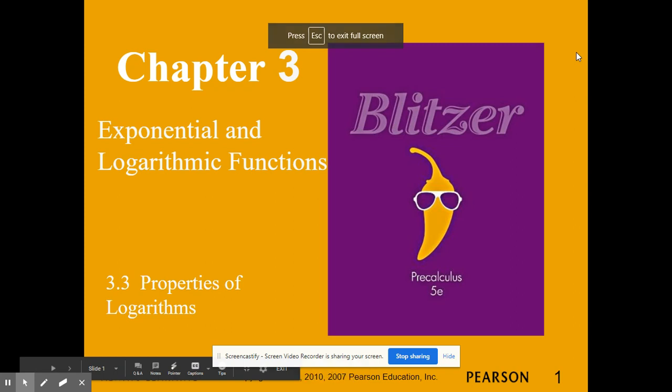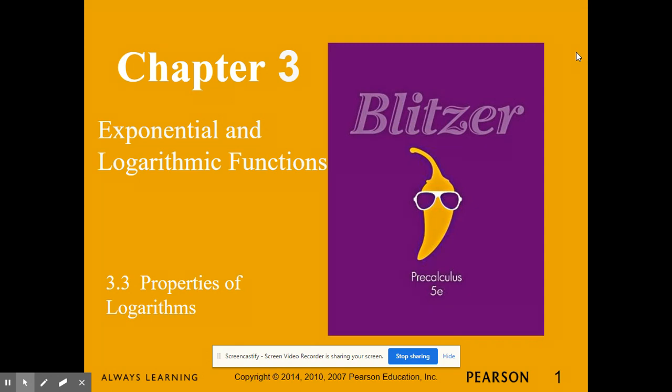And welcome to lesson 3.3. Last lesson we talked about what a logarithmic function was and we graphed them. We got a lot of the basics of that in. Now we're going to look at properties of logarithms.